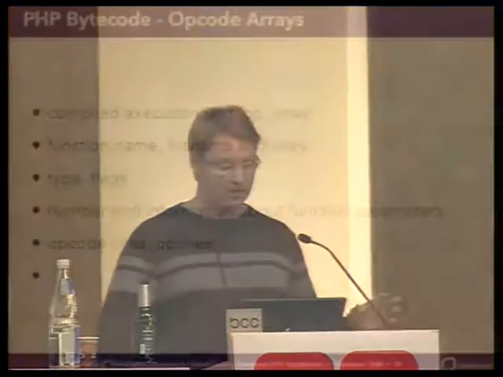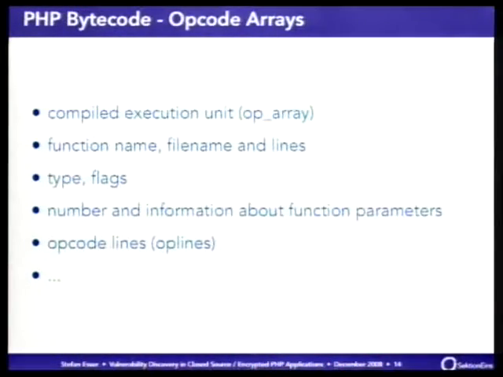So far, I already spoke about PHP bytecode, but what actually is PHP bytecode? When PHP developers talk about PHP bytecode, they usually mean the opcode arrays. And opcode arrays are some internal structure within the Zend engine, and they are the smallest compilation execution unit that exists. And within this structure, there's the function name this opcode array belongs to, there's the file name, and there's the line numbers this was compiled from.